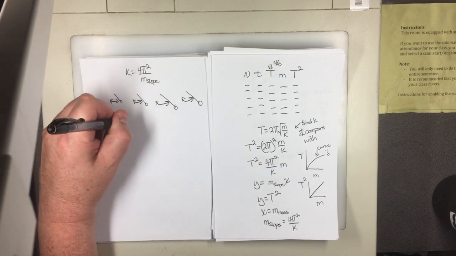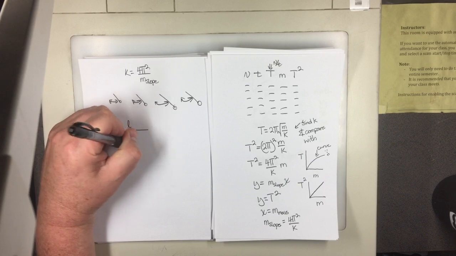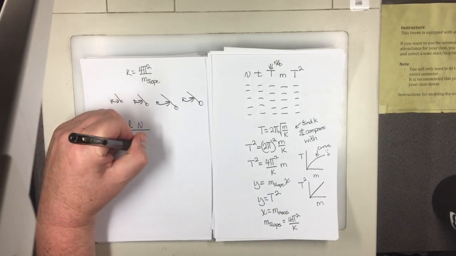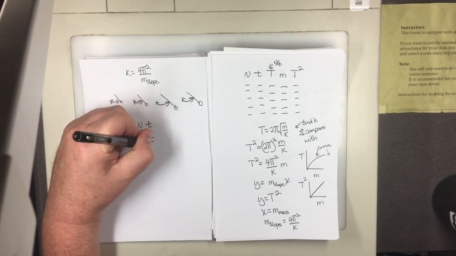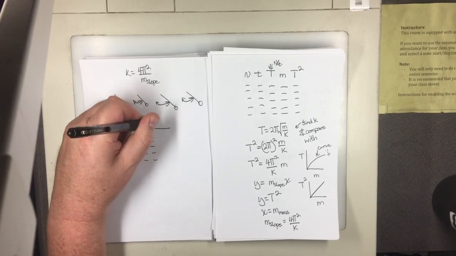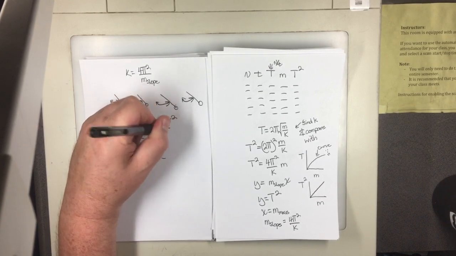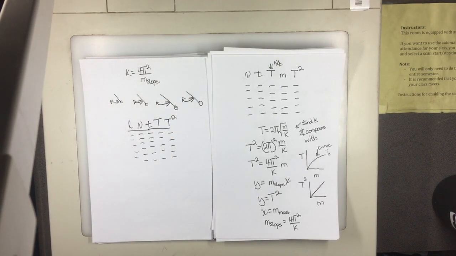So you're gonna have a length that you're gonna set up. You're gonna have a number of oscillations. You're gonna have the total time. You're gonna have the period. And then you're gonna have the period squared. And you're gonna set those up.